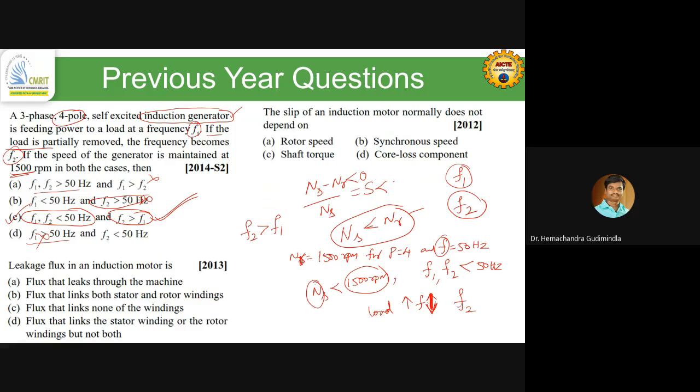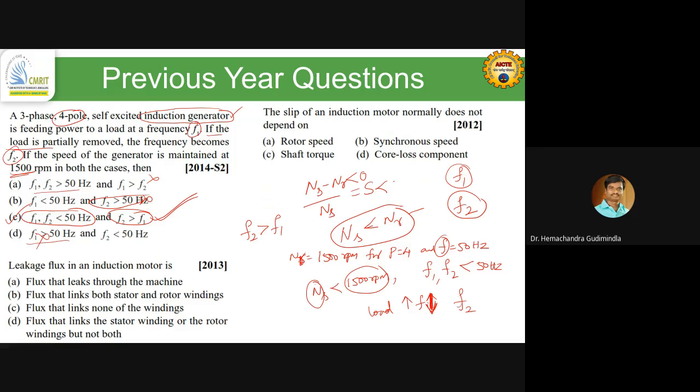So this time we have multiple select answers also, so that's what we have to be very careful about in these conditions. If load increases, frequency reduces. If it is a generator, the slip is negative.